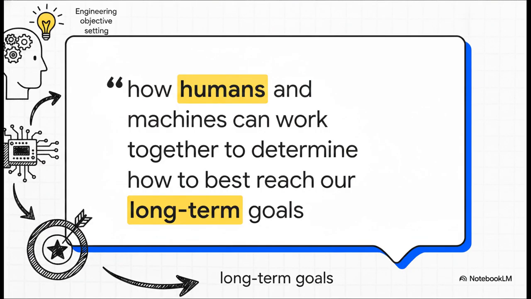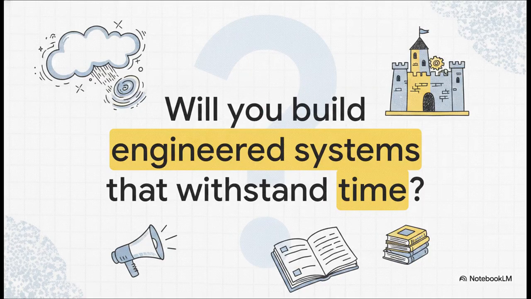Which brings us full circle to this really powerful realization from Martin Zinkevich. He points out that the future of machine learning isn't just about infinitely more complex models predicting clicks. It's actually about figuring out how humans and machines can work together to determine how to best reach our long-term goals, right? The human element, the engineering, the objective setting, the product vision, that is what actually drives the whole system forward.